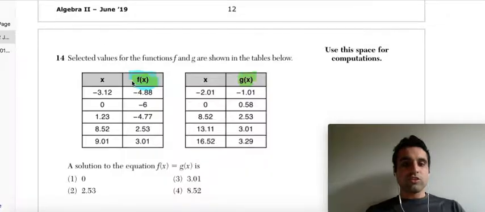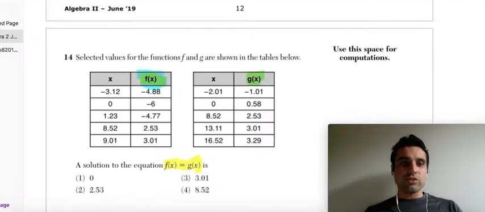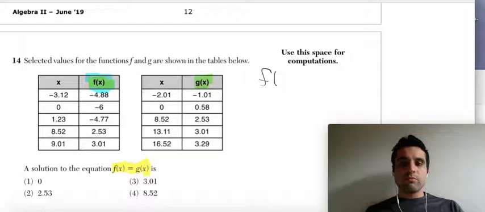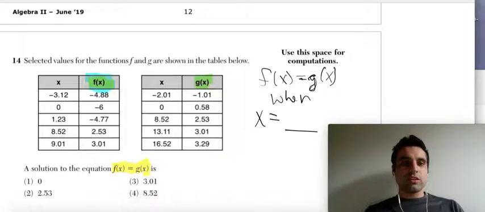A solution to the equation f of x equals g of x. So guys, when we have f of x equals g of x, when two functions are equal to each other, they're just asking for the x value. So which x value makes f of x equal g of x? They're basically saying when x equals what? So let's take a look at the choices one by one.